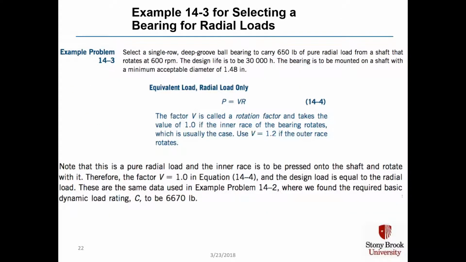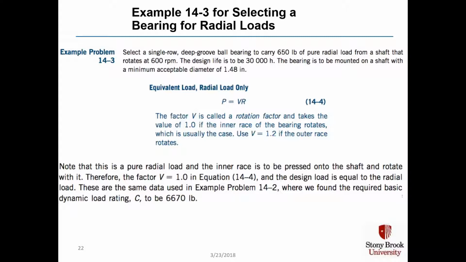Here's example 14-3 for selecting a bearing for radial loads. Now, in this example, we have a pure radial load, and the inner race is to be pressed onto the shaft and rotate with it. And even though we have the factor P equals VR, the rotation factor V in this case is a value of 1 if the inner race of the bearing rotates, which is usually the case. You can actually design a system where the outer race rotates, but generally that's not too common in application.